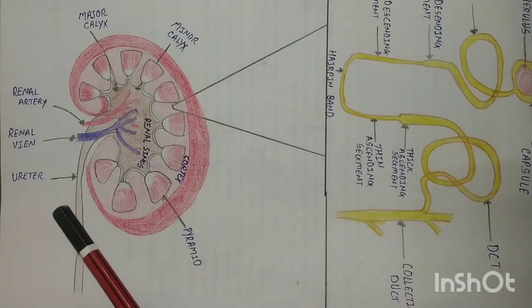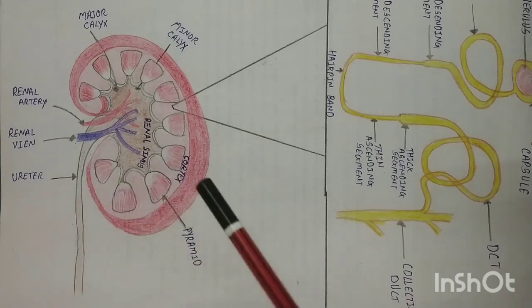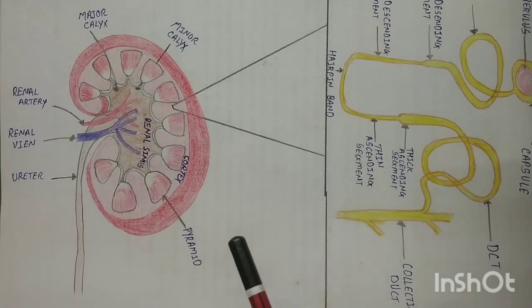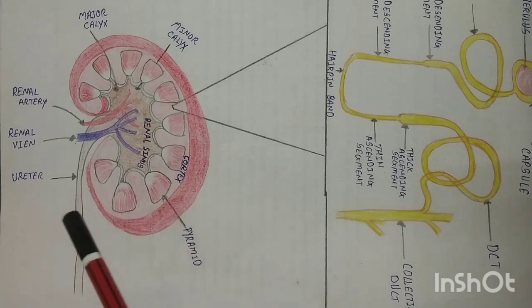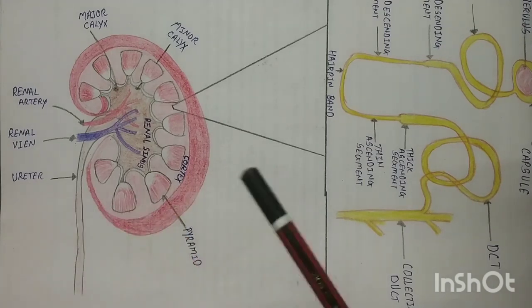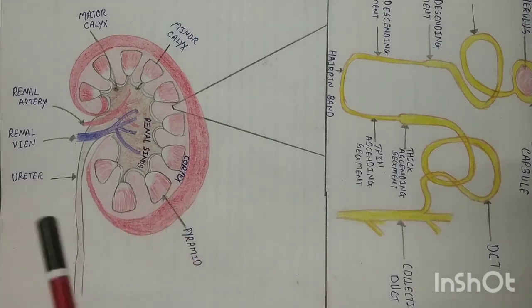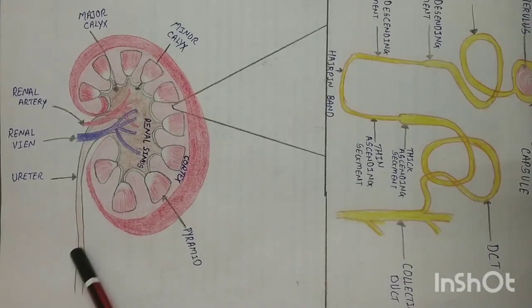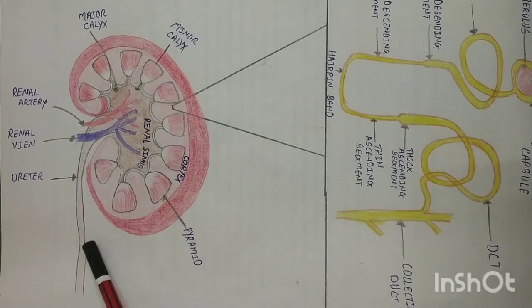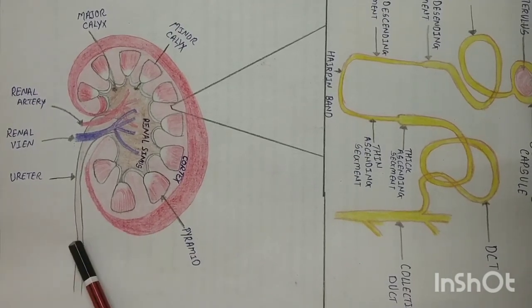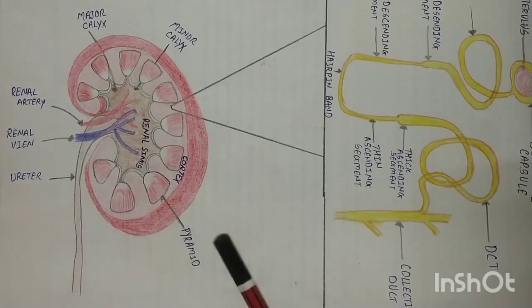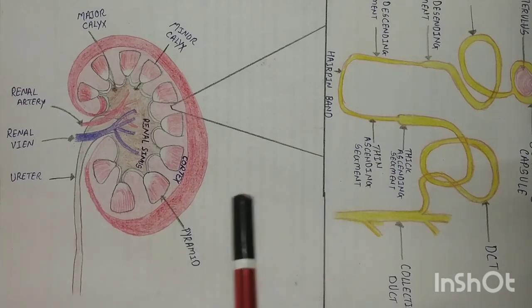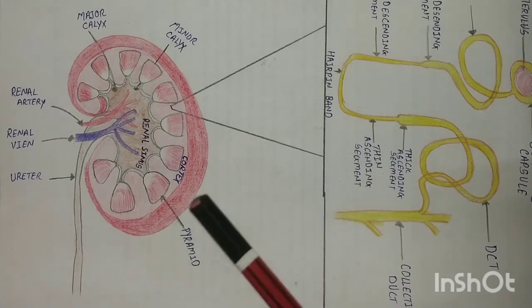The first one is the renal vein. The vein carries the deoxygenated blood from all the cells of the kidney, and this renal vein comes out from the kidney. Another vessel is the ureter. The ureter carries the urine which is formed by the kidney, right? So the renal sinus has three vessels.